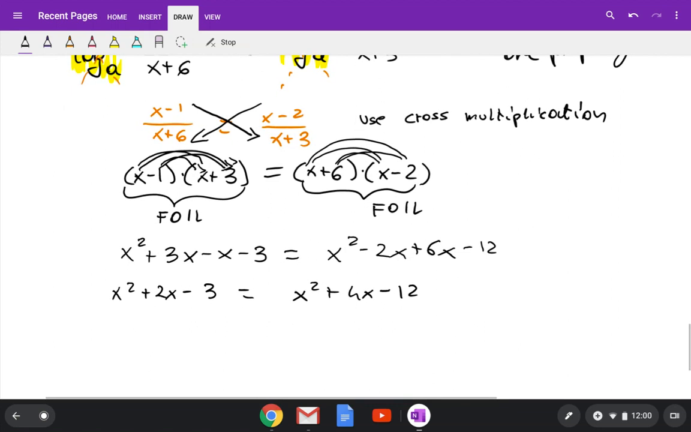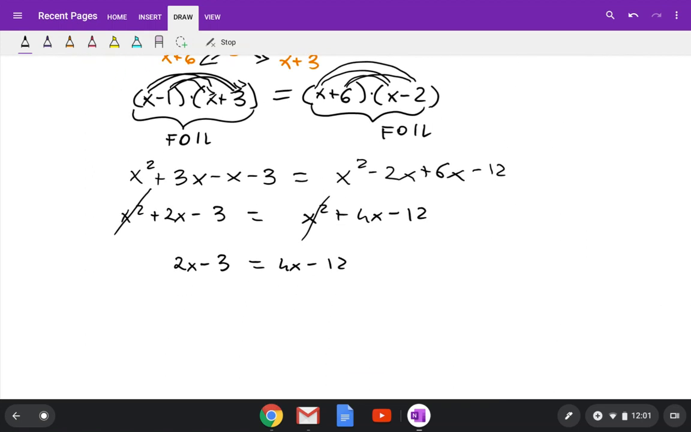Okay, look what happened. You have x squared on the left side and x squared on the right side. If you try to bring them together on one side, that will cancel, so you can cross it out. So now we have 2x minus 3, it's equal 4x minus 12. Let's bring x's to the left side. So I'm subtracting 4x from both sides. We're getting negative 2x minus 3, it's equal negative 12.